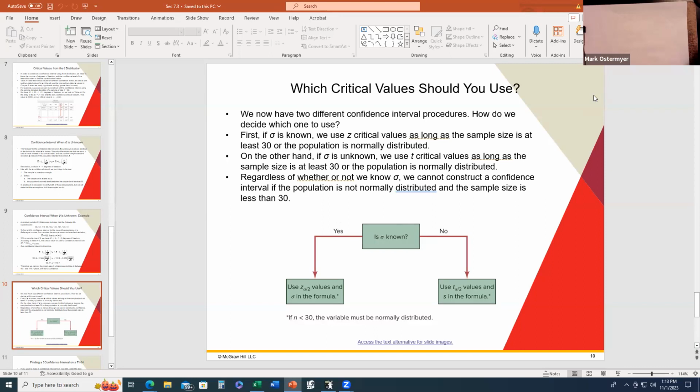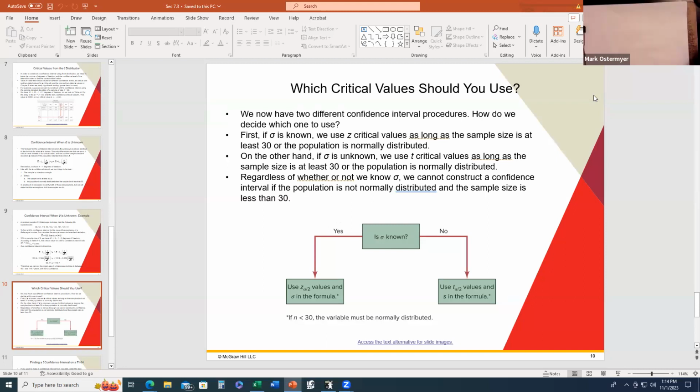All right. Regardless of whether or not we know the population standard deviation, we cannot construct a confidence interval if the population is not normally distributed and the sample size is less than 30. So if our population is plagued with outliers and is highly skewed either to the right or left, and we choose a sample whose size is less than 30, ladies and gentlemen, we cannot use either the Z interval formula we saw 2 days ago, or today the T interval formula to build confidence intervals for an unknown population mean.